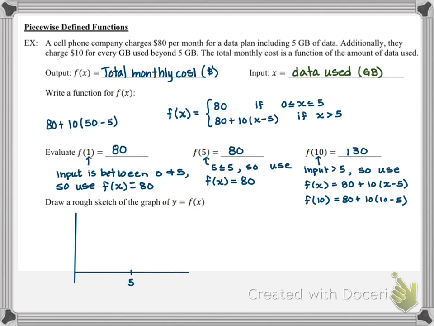To the left of 5, so for x values between 0 and 5, this is a constant function, right? It's just a horizontal line at 80. We'll pretend that's a horizontal line. Horizontal-ish.